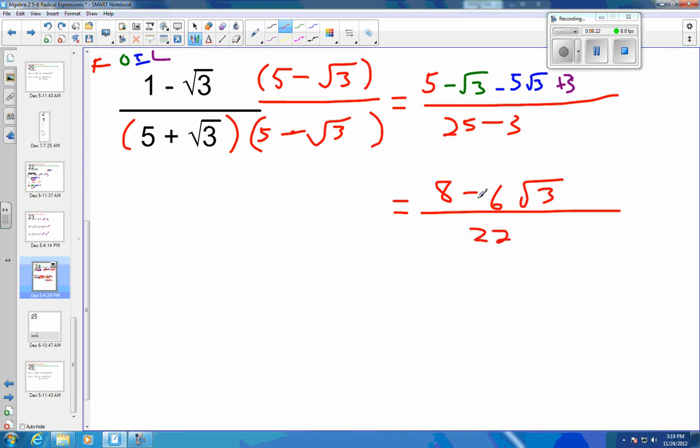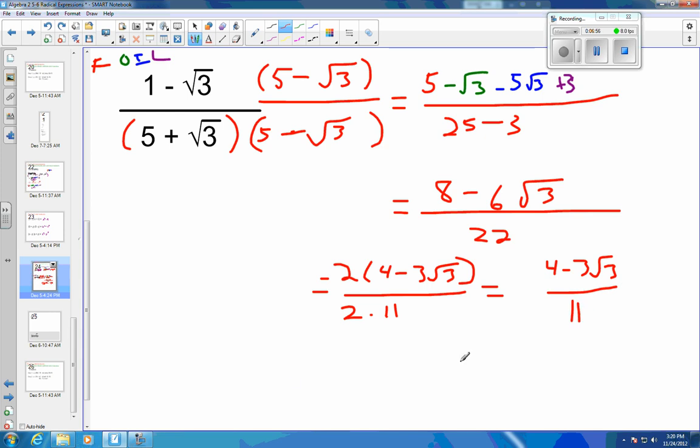Are you done? Well, this is divisible by 2, this is divisible by 2, and this is divisible by 2. So we are not done. We need to reduce. So this is equal to 2, using my distributive property, 4 minus 3 square roots of 3. Right, if I were to distribute this 2 back in, I would end up with 8 minus 6 square roots of 3. And on the bottom, this is equal to 2 times 11. So final answer, when I reduce my 2 out of all of that, would be 4 minus 3 square roots of 3 over 11. Okay, that's final answer.